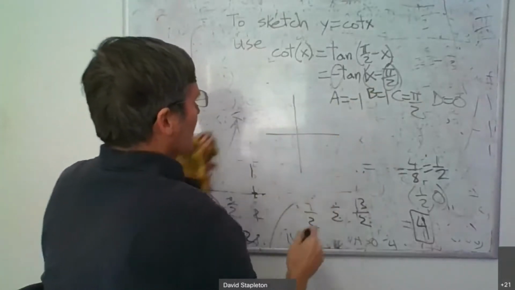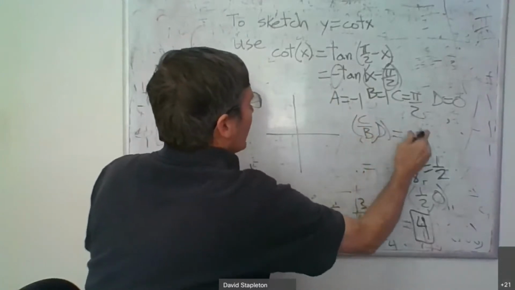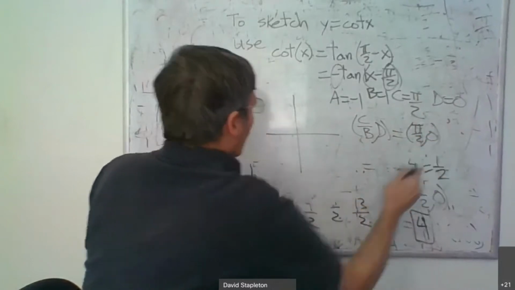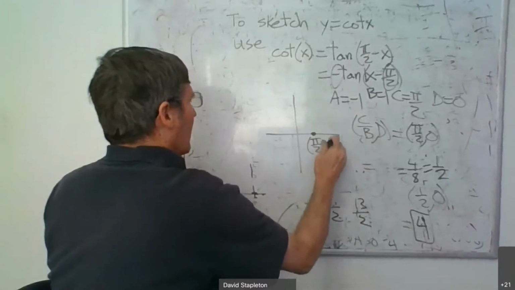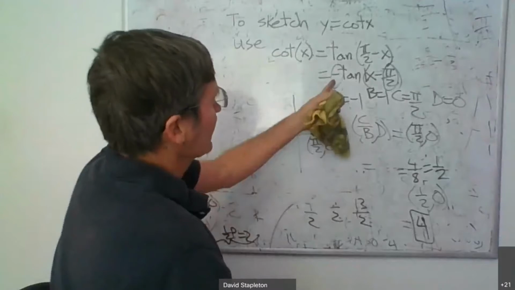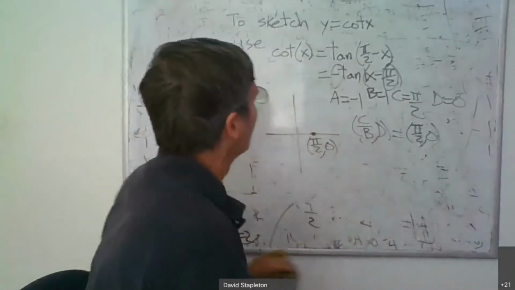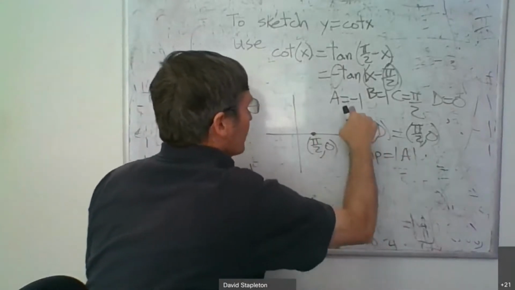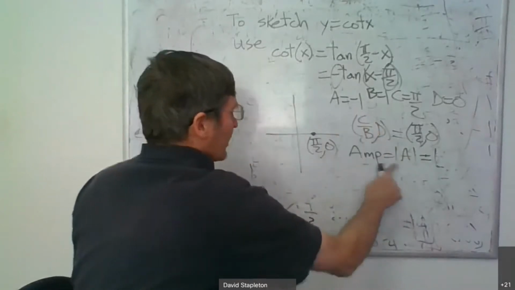So now what I do is I go to the shift point, c over b, d, which is pi over 2 over 1, is pi over 2, 0, right? So I'm going to go over to this point here, pi over 2, 0. That's the shift point for this tangent function. A is negative, right? So it's flipped upside down. Let's do all the other things. The amplitude, the absolute value of A, is 1, right? Amplitude is always positive. A can be negative, but the amplitude, the absolute value of A, is positive.